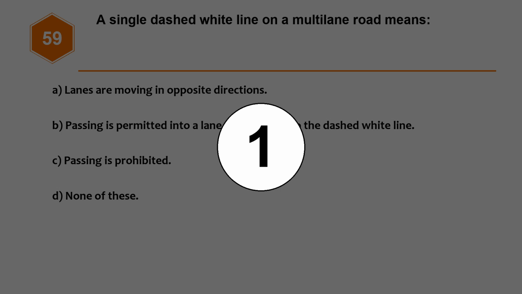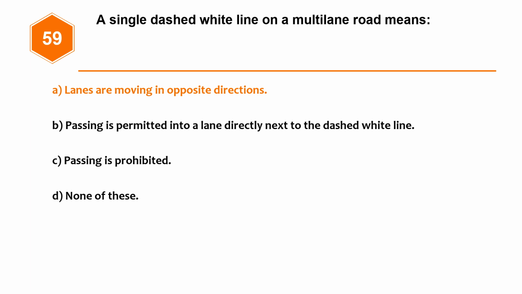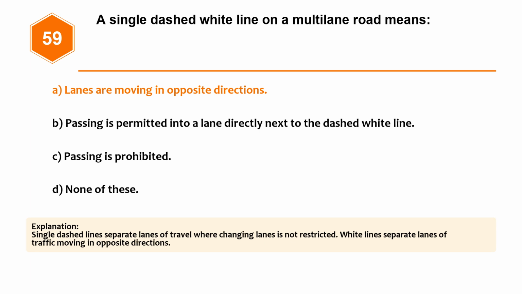The correct answer is option A. Lanes are moving in opposite directions. Explanation. Single dashed lines separate lanes of travel where change in lanes is not restricted. White lines separate lanes of traffic moving in opposite directions.